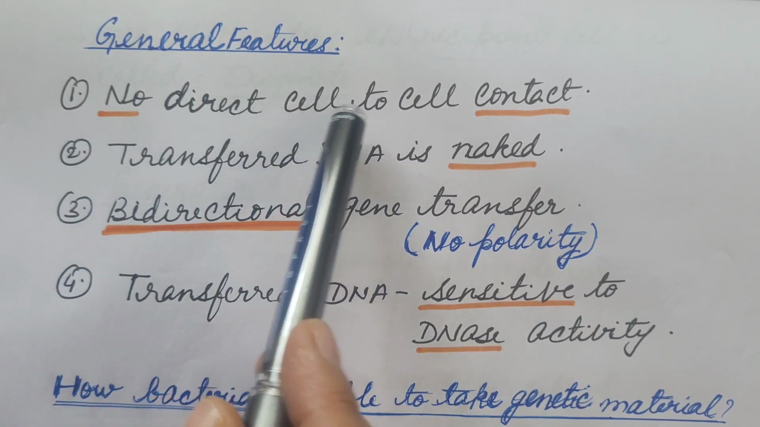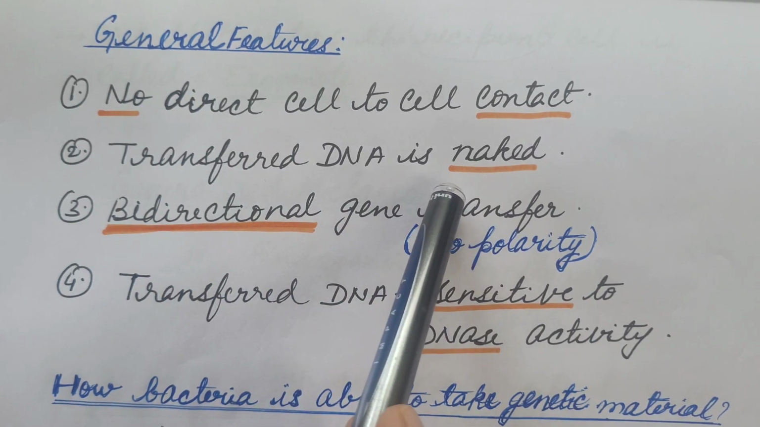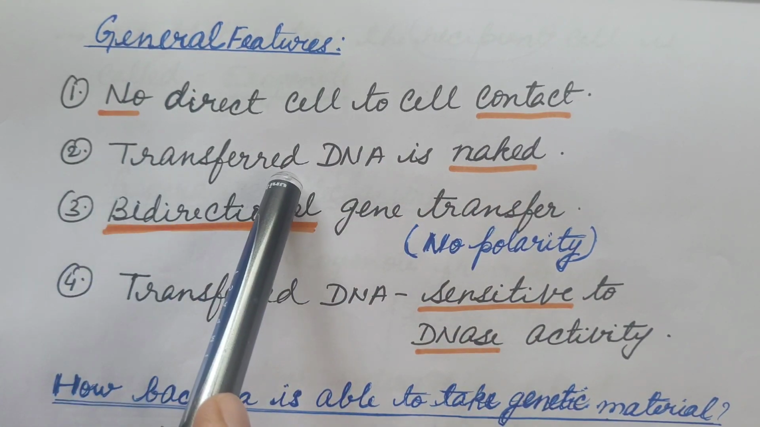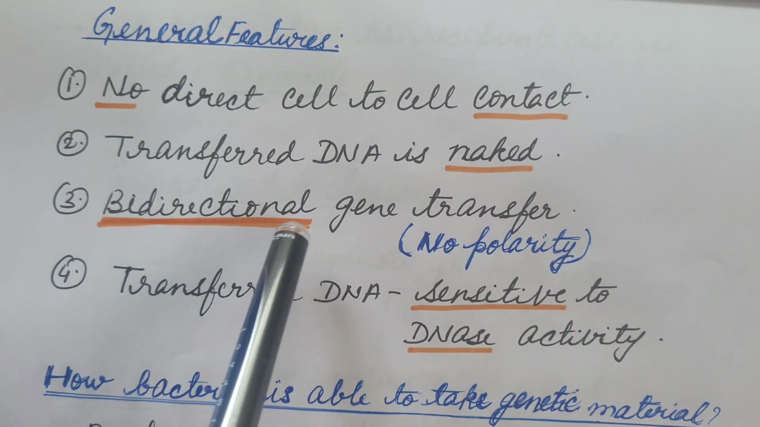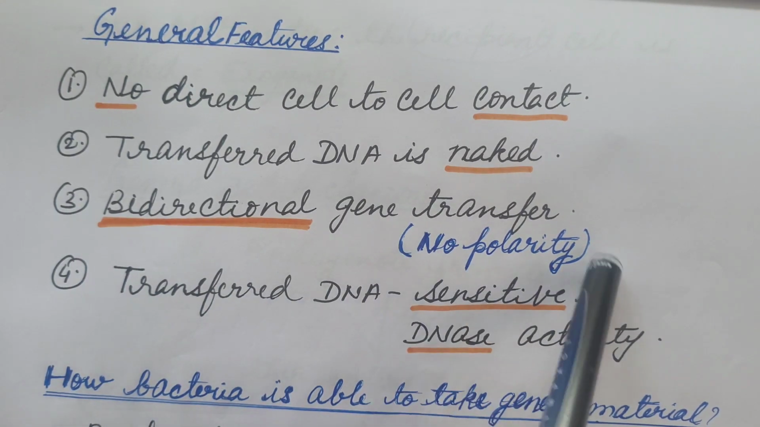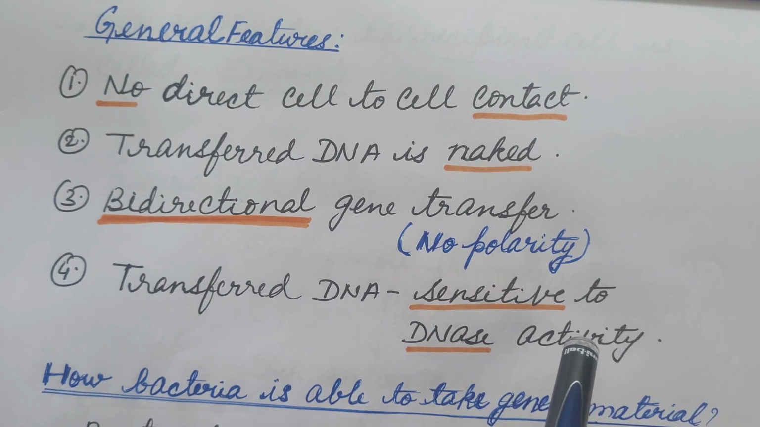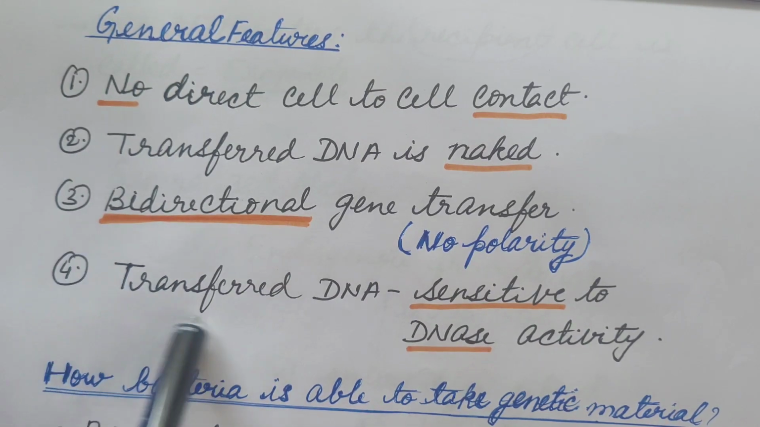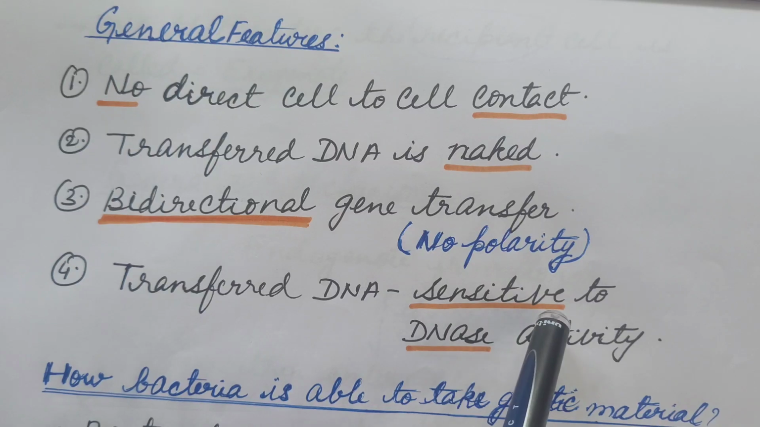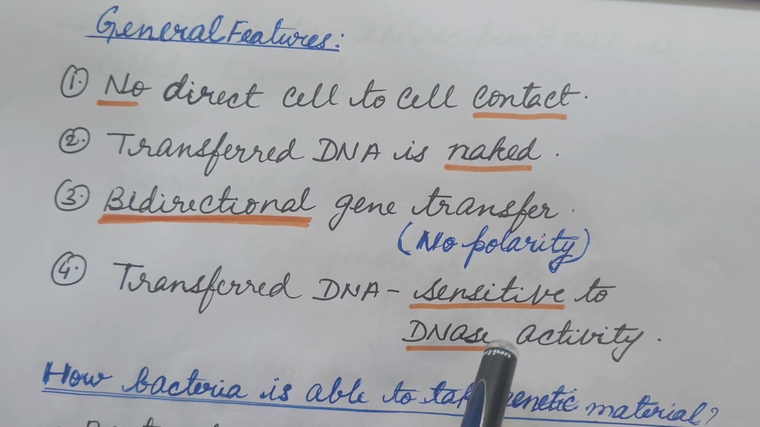Now, the general features of horizontal gene transfer. There is no direct cell-to-cell contact. Naked DNA is transferred in horizontal gene transfer. Horizontal gene transfer is bidirectional. There is no polarity in gene transfer because any of the bacteria act as a donor or recipient and vice versa. Transferred DNA is sensitive to DNase activity.